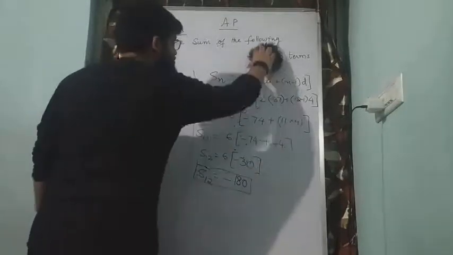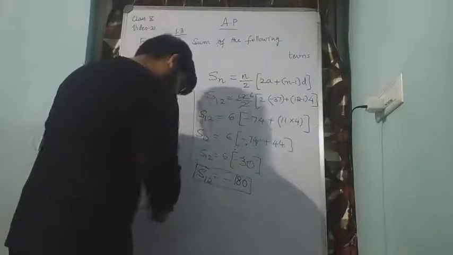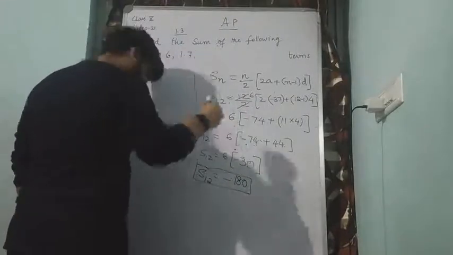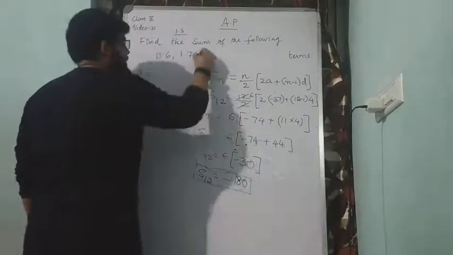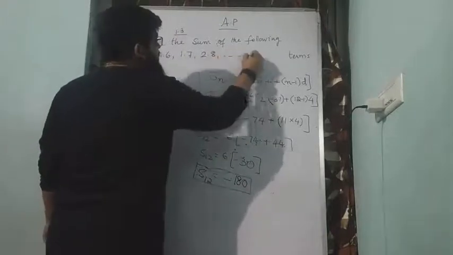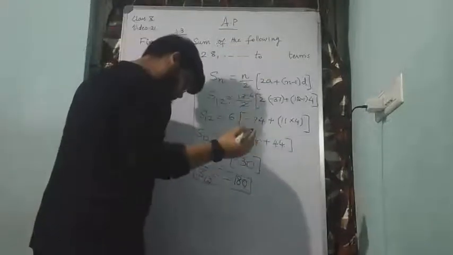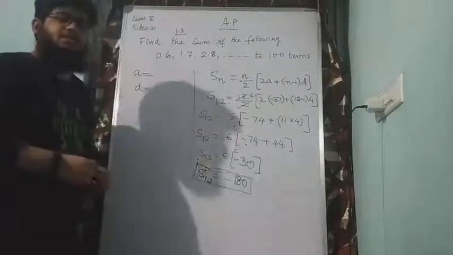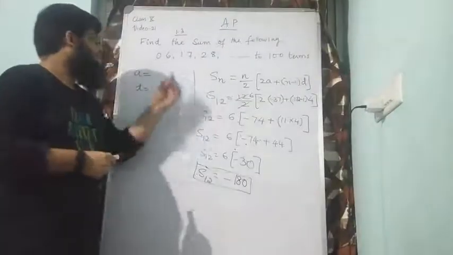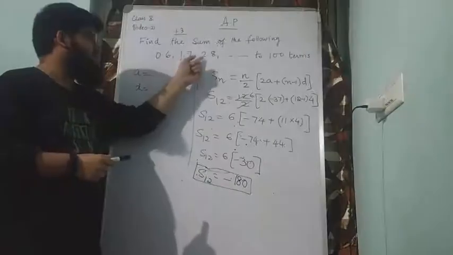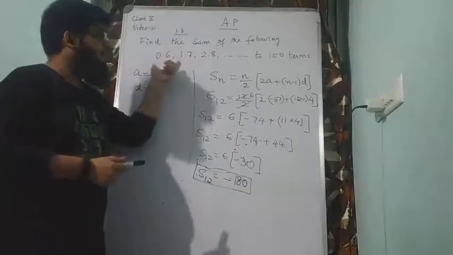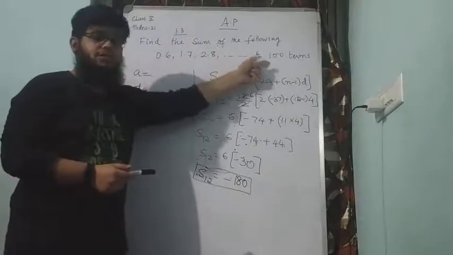So the next question will be 0.6, 1.7, 2.8 up to 100 terms. What does this mean? That means we have an AP that has 0.6, 1.7, 2.8 as its terms. What will you get as the sum if you add 100 terms of this AP?